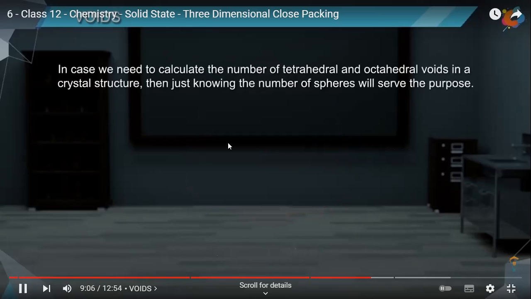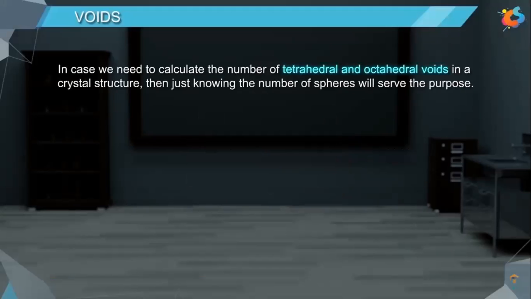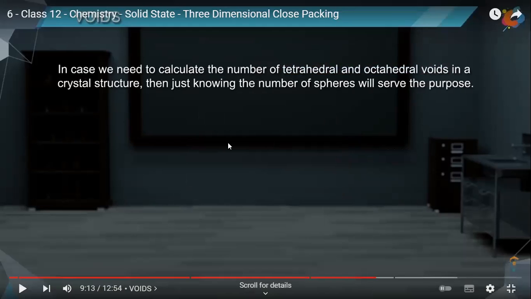Now, in case we need to calculate the number of tetrahedral and octahedral voids in a crystal structure, what is the formula? If you want to calculate the number of tetrahedral voids and the number of octahedral voids, when we have n number of atoms in the solid, what is the formula?